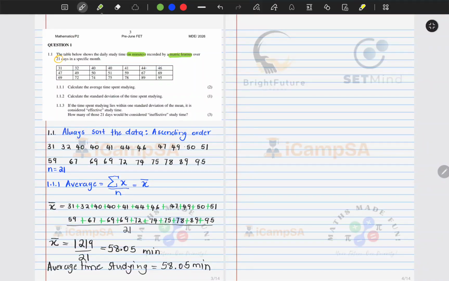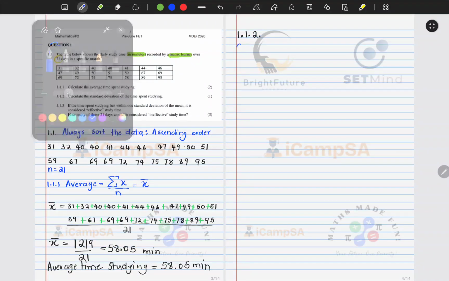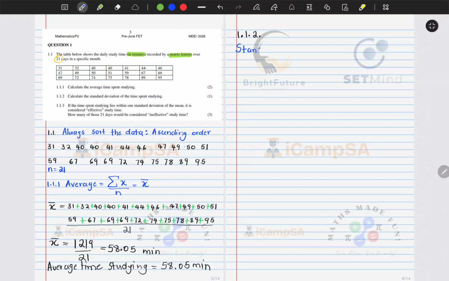Let's go ahead now and have a look at the next question, which is 1.2. We are required to calculate the standard deviation of the time spent studying. We just need to remember that whenever we're looking at standard deviation, which previously I've indicated as SD, which is indicated by this sign that looks like a 6.